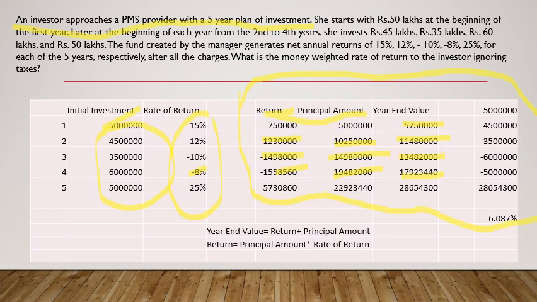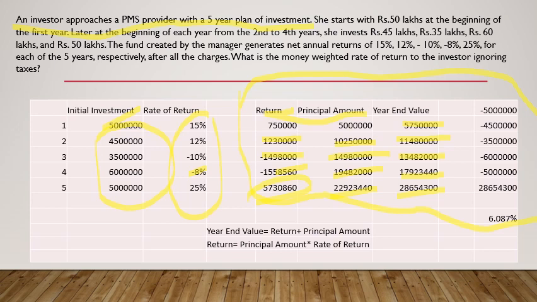Now that you have got these values, the final value will be 50 lakhs plus this, and that takes you to this value, and then apply 25% return on that. That's a steep return, so you will get this much as the value. Now your year end value works out to be this much. So this is the fifth year cumulative value of the investor. Now you can calculate the return, which is the money weighted rate of return.